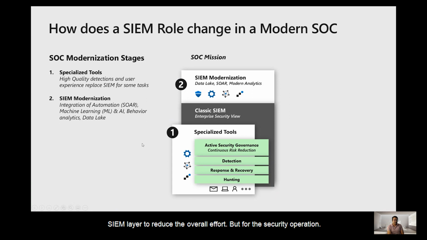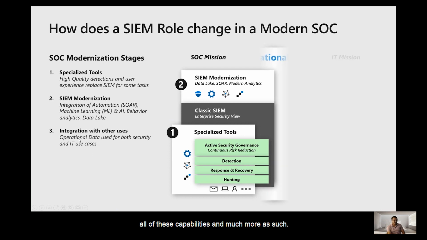And then also augment the SIEM with more modern technologies like AI, ML, UEBA, and even security orchestration and automated response solutions. Now, in a classic SIEM, some of these capabilities need to be added as modules. They may come from additional third-party solutions, but a capable modern SIEM like Azure Sentinel has all of these capabilities and much more.